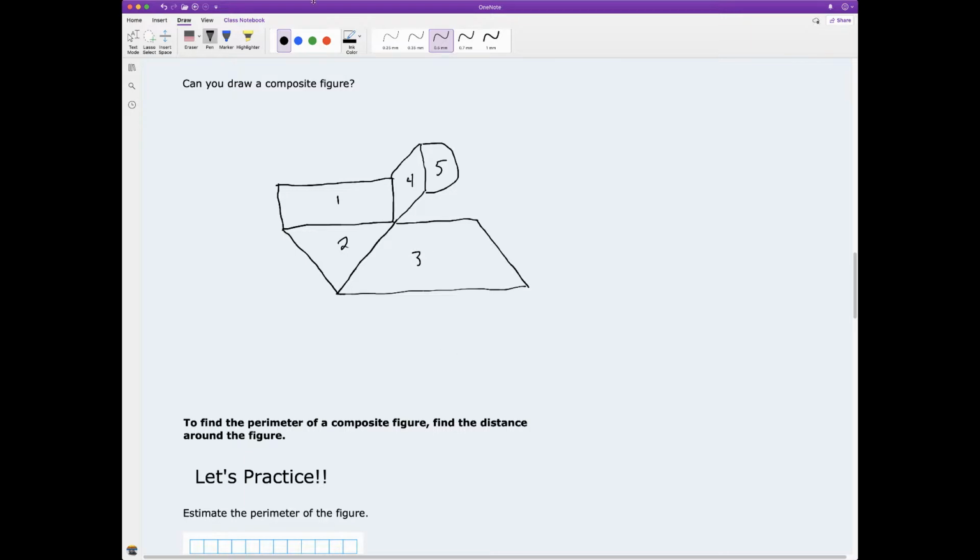If I want to find the perimeter of this composite figure, I need to figure out how far it is to go around this figure. Find the distance around. I would have to travel this distance, that distance, that distance, here, up to here, around here, back down here, and over here. That's what we're going to be doing in this section. We have to find the perimeter. So what would be the perimeter of this?